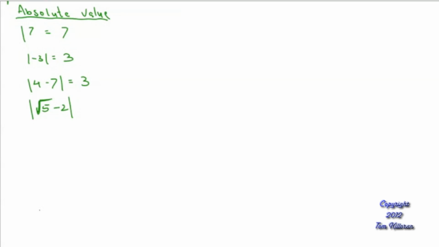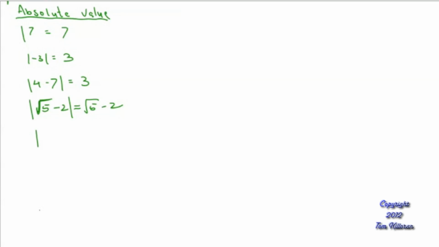So all you have to do is figure out, is the square root of 5 bigger or smaller than 2? It's bigger, because the square root of 4 is 2, so the square root of 5 must be a little bit bigger. So if this is a positive answer, how does it come out? Well, when I took the absolute value of 7, it popped out as 7. So if I know that the square root of 5 minus 2 is positive, it must pop out exactly as it looks, which is the square root of 5 minus 2. And you're done, because it is a positive value.